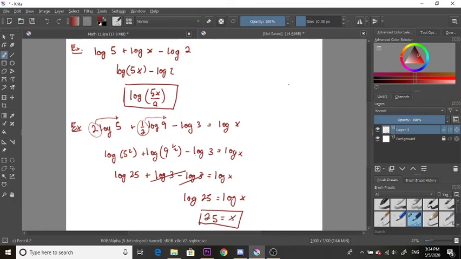Next time, we'll be talking about the change of base rule, and we're going to be looking at how we can change our bases if we've been given some weird ones that don't appear on our calculators.